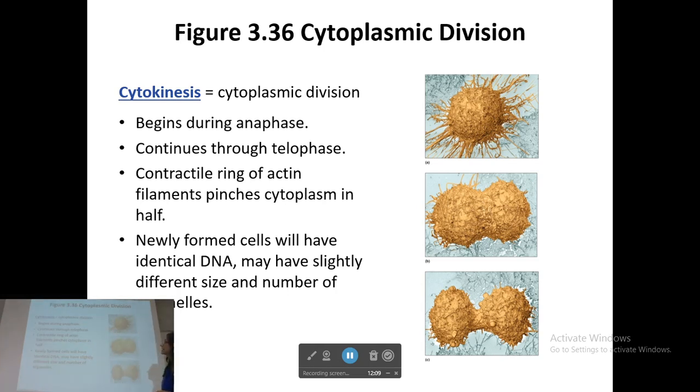All right, so cytokinesis, division of the cytoplasm. As I said, it starts in anaphase and goes through telophase. And the contractile ring of actin filaments is squeezing the cell apart, that's proteins in there that squeeze the cell. All right, so the original cell here is going to be identical to the two daughter cells. Okay, you don't end up with three cells, right? You end up with one cell that has divided in half and produces the two identical cells.